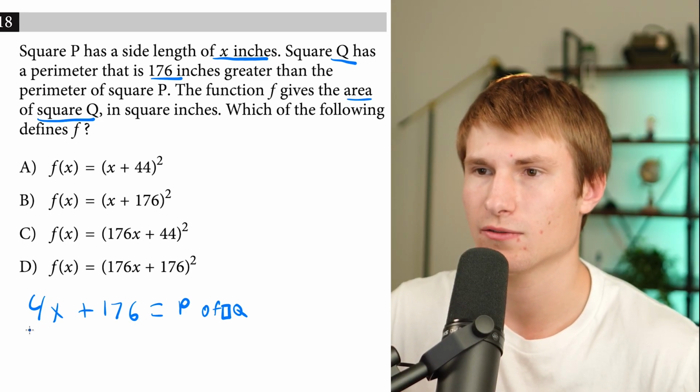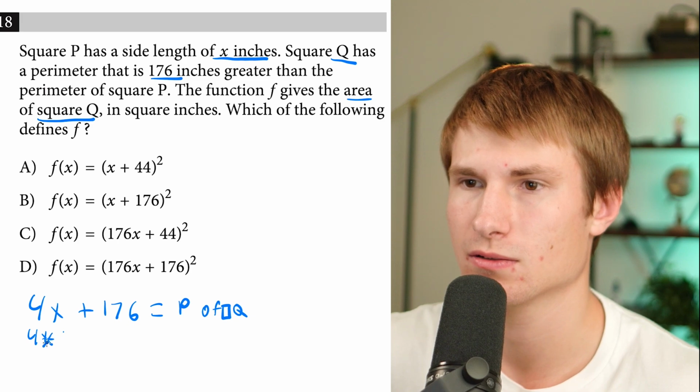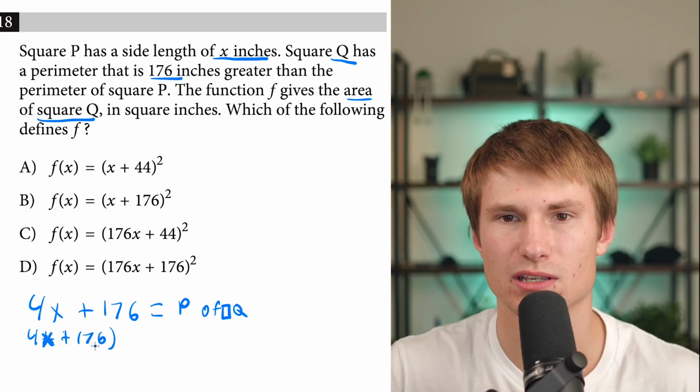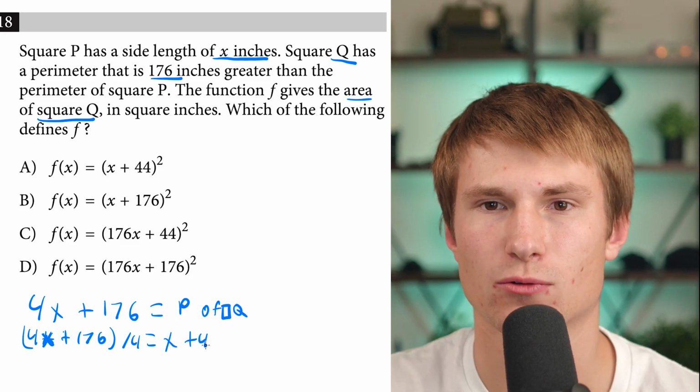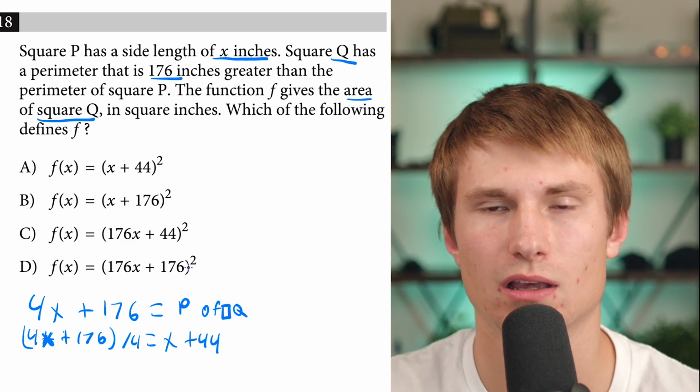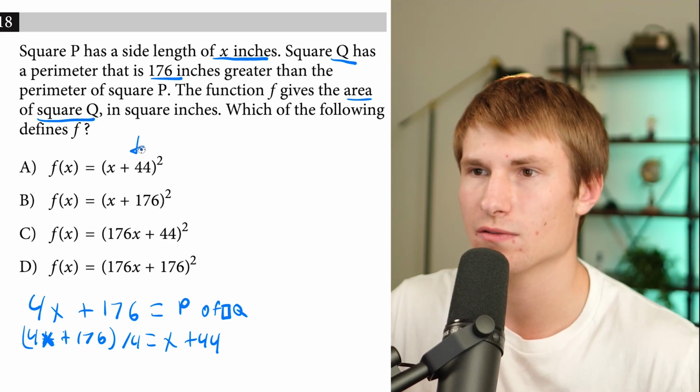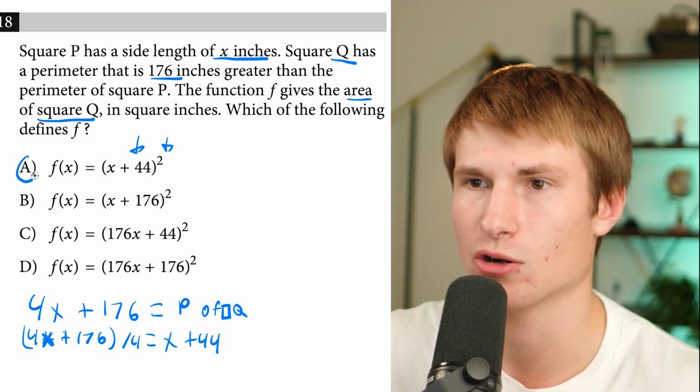So if we go ahead and take 4x plus 176, and we divide all of that by 4, that's going to leave us with x plus 44 as the value of the side length. Now, the area of the square then is going to be the value of the side length squared. So we know our answer there will be answer choice A.